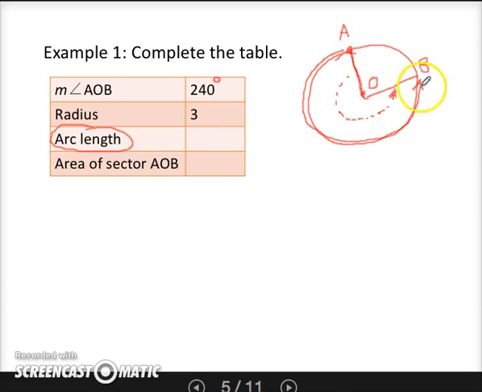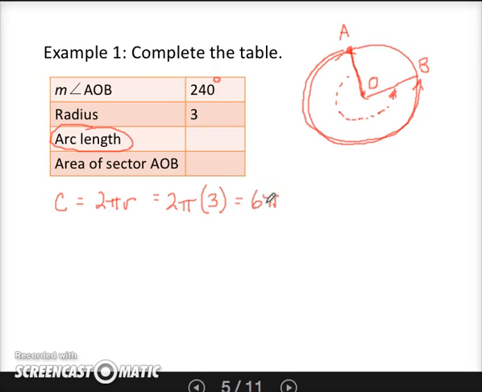And that's going to be some fraction of the entire circumference of the circle. So what is the entire circumference of the circle? Well, we know from our formula that it's 2 pi times r, which is 2 pi times, in this case, our radius of 3. So the entire circumference is 6 pi.